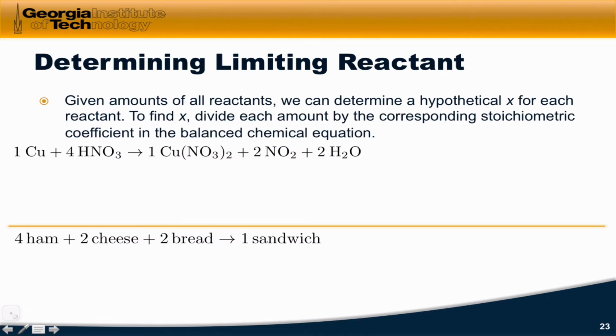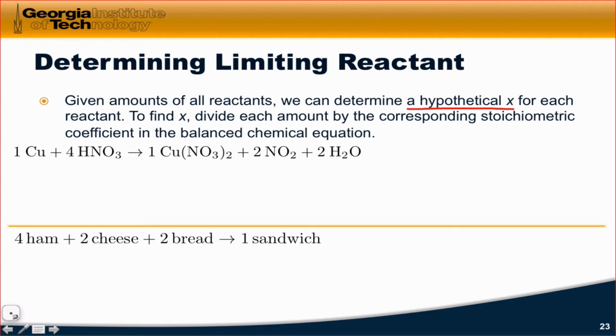What we can do then with a given set of reaction conditions is that we can use the stoichiometric coefficients and the given amounts, given numbers of moles, to determine a hypothetical number of reaction events that each reactant can engage in. To find each of these hypotheticals, what we're going to do is divide the given amount of each reagent by its corresponding stoichiometric coefficient in the balanced chemical equation.